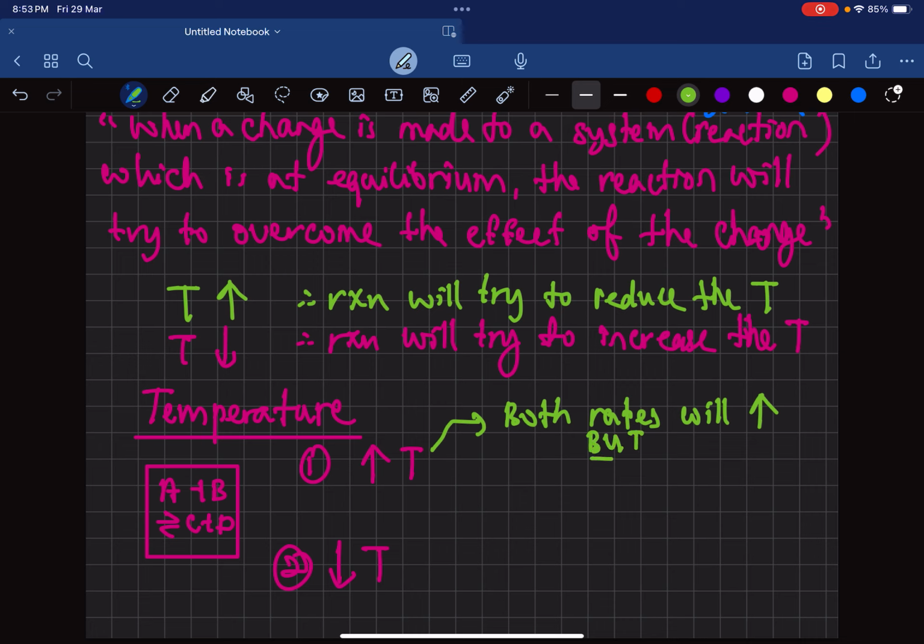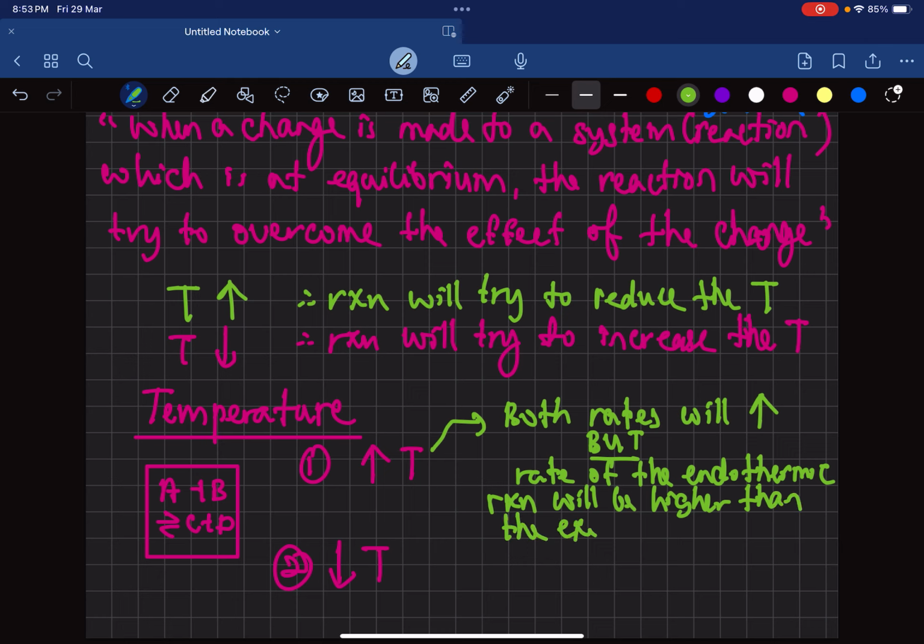But the rate of the endothermic reaction will be higher than the exothermic reaction. So both will increase, but the rate of the endothermic will be higher than the exothermic. All right, so that's one thing that you need to know. Both rates will go up.